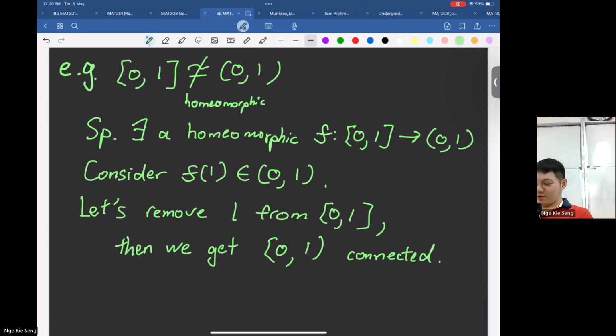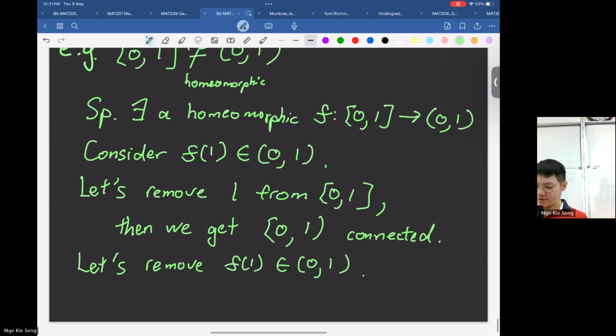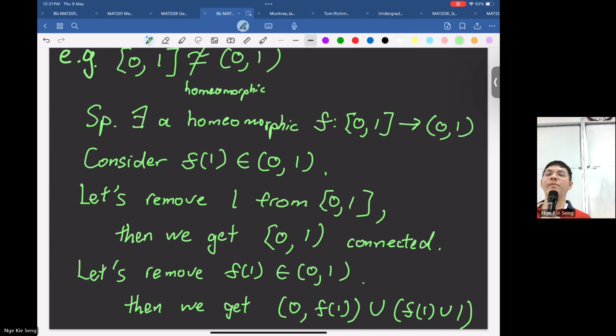Then let's remove f(1) from the open interval (0,1). What happens? Then we get (0, f(1)) union (f(1), 1). It becomes not connected.